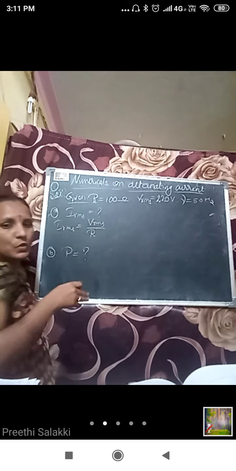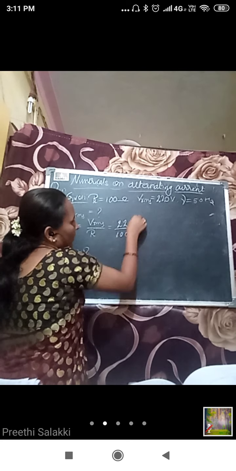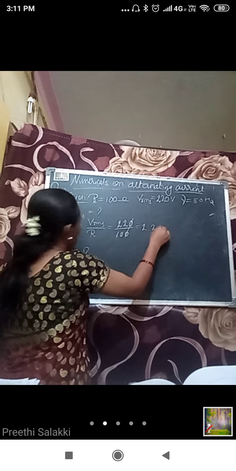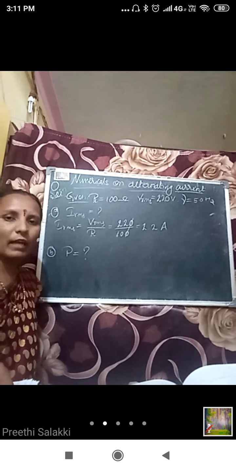So what is IRMS? Very simple formula, students. IRMS is equal to VRMS by R. From your Ohm's law, V is equal to IR, or IRMS is equal to VRMS by R. Substitute the values and simplify. 220 by 100. This comes to be 2.2 ampere. Make it clear, 2.2 ampere is the root mean square value of current.